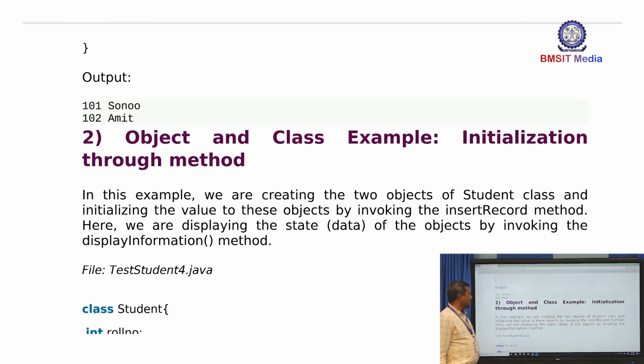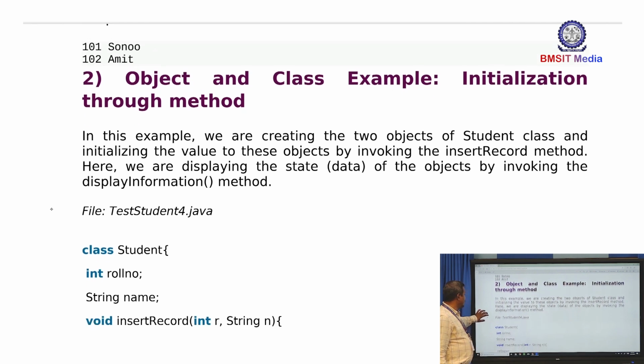So we are displaying the state or data of the object by invoking the display information method. So two methods we are using. For initializing, we are using a method called insert record method, and for displaying, we are using a method called display information method. Okay, two functions. Two methods mean two functions.